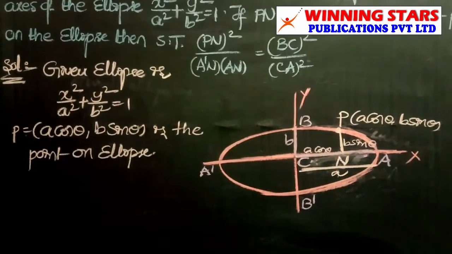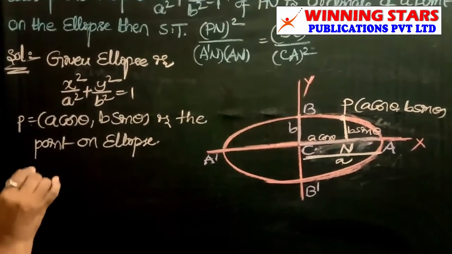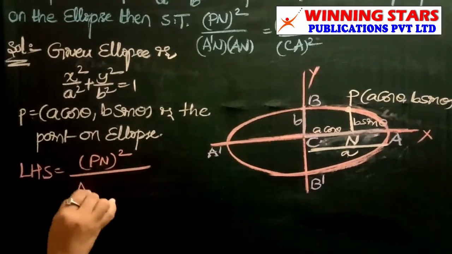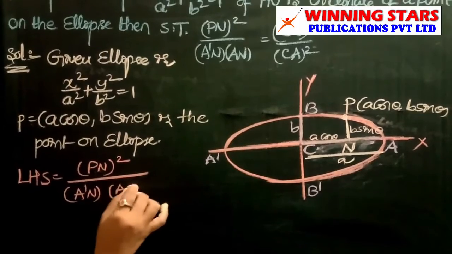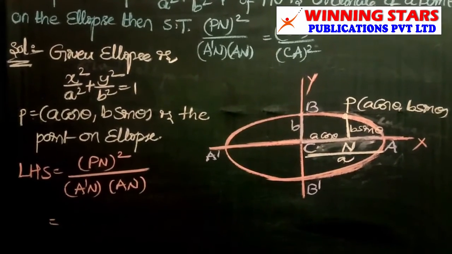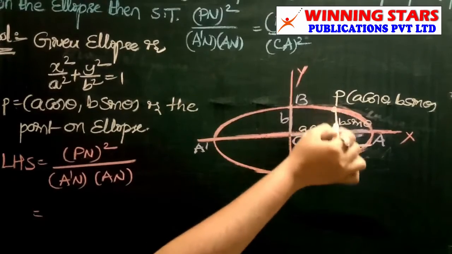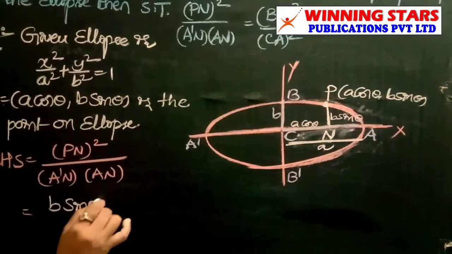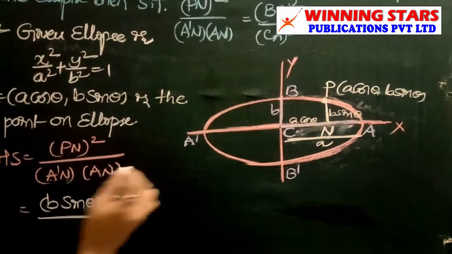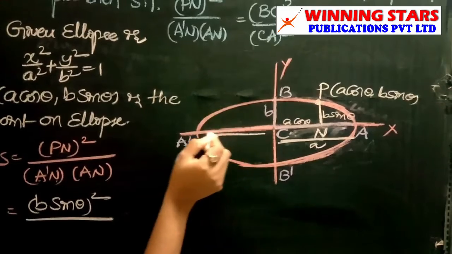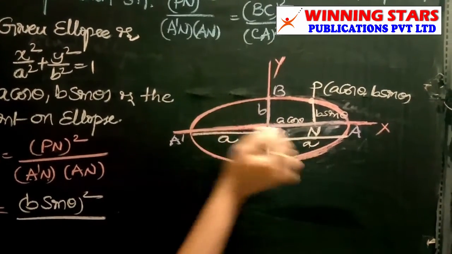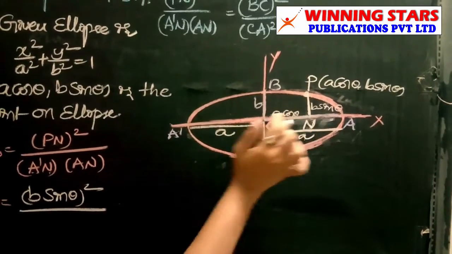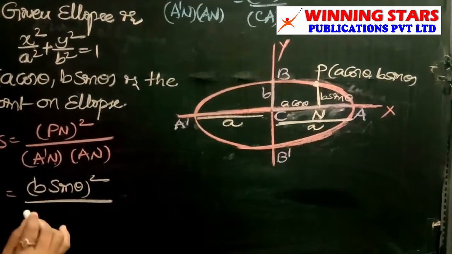Now we take the LHS value. Therefore LHS is equal to PN whole square by A'N into AN. This is equal to PN whole square. What is the PN value from the diagram? Clearly here we have that PN is equal to b sin theta, that is b sin theta whole square by A'N. A'N is equal to CN plus CA'. CN plus CA', that is a plus a cos theta. A'N is equal to a plus a cos theta.